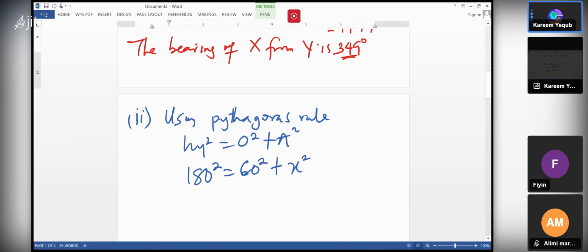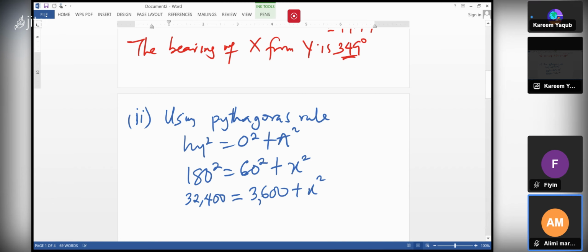So what is 180 squared? That's 180 times 180, not 180 times 2. Please don't make the mistake. 180 times 180 is 32,400, equal to 60 squared. 60 squared is what? 3,600. Good. Plus x squared.